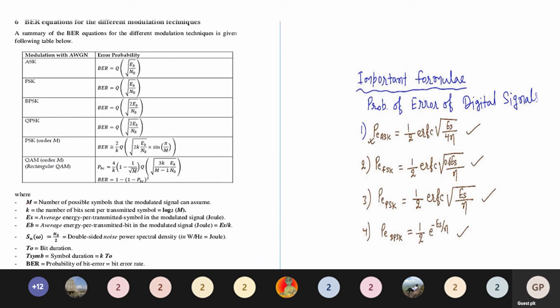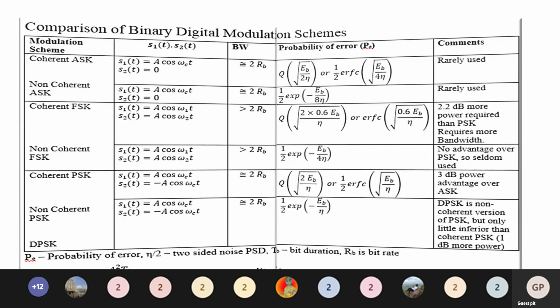And this is the tabular column for all the types of digital modulation, with its bit error rate calculation equations and the important formulas related to digital signals, the probability of error for all the types: ASK, FSK, PSK, and BFSK. So this is a whole tabular comparison for ASK, FSK, and PSK, and its related equations, along with important points that you should be aware of to solve problems.